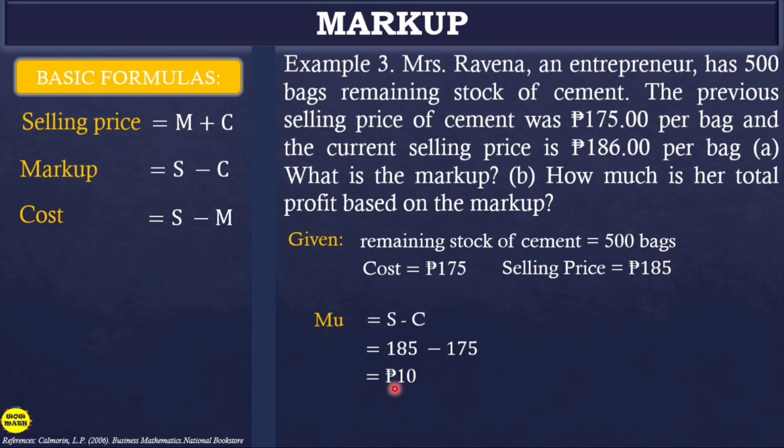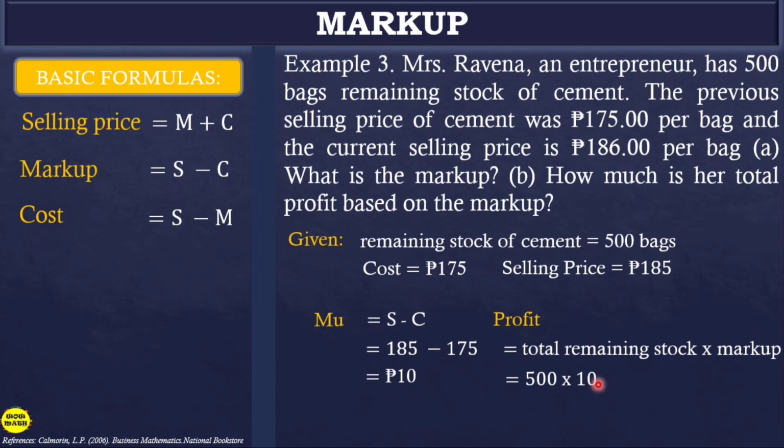So the markup amount is 10 pesos. Ngayon, magkano yung total profit niya o yung magkano yung lahat na kikitain niya? So, para makuha natin yung total profit, ang gagawin lang natin, i-multiply lang natin yung total remaining stock times the markup. So, the remaining stock is 500 times 10. So, 500 times 10, that is 5,000. So, ibig sabihin, yung total profit based on the markup ni Mrs.